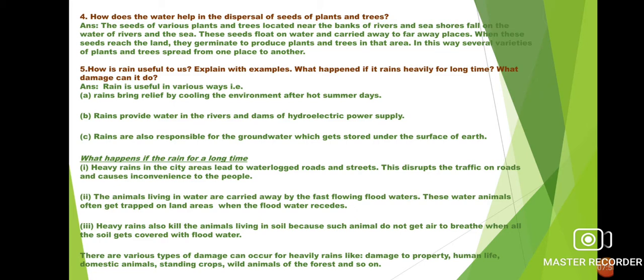Next, these are the various types of damage that can occur from heavy rains: damage to property, human life, domestic animals, standing crops and wild animals of the forest, and so on.